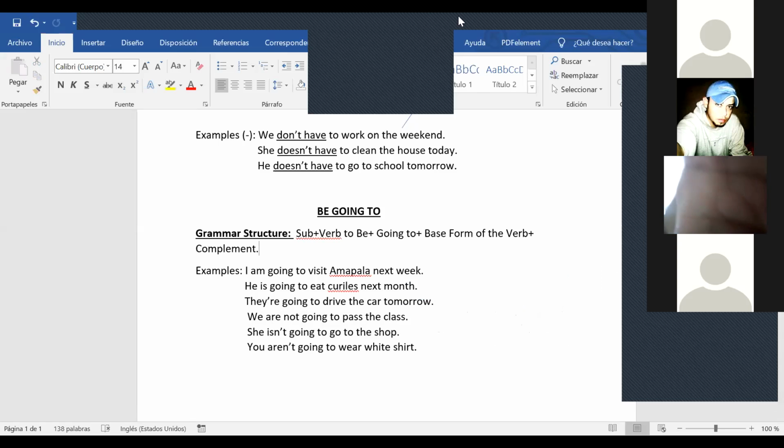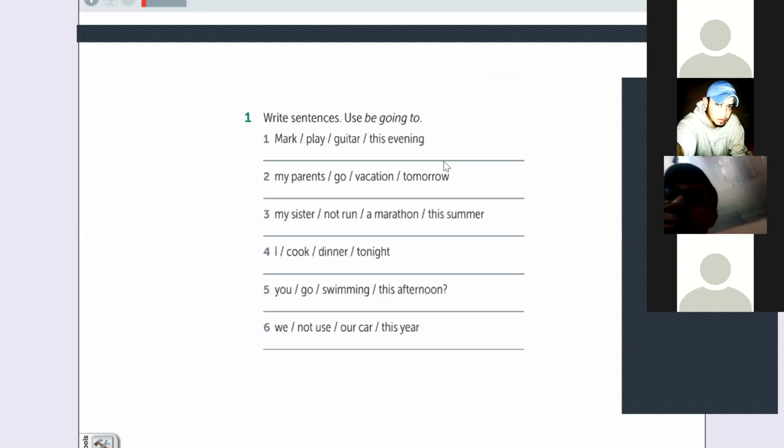Can you see or not? Okay, let's see then. Can you see this? Write sentences using be going to. Easy, right? Ahorita ya las hacemos, oral. Mark is going to play the guitar this evening, right?